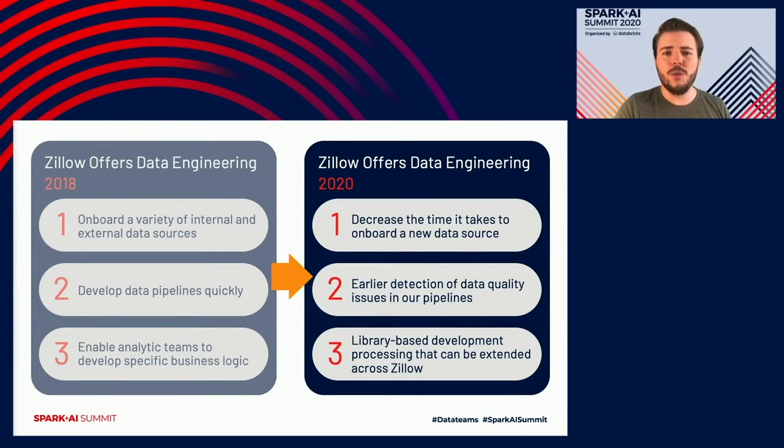First, we want to decrease the time that it takes to onboard new data sources to keep up with the growing demands from our stakeholder teams, all while maintaining the flexibility that allows us to support a variety of internal and external data sources. Second, we want to address data quality issues earlier in our pipelines to ensure that these issues don't impact our stakeholders, especially in the pipelines that drive reports used by executives that make business decisions critical to the Zillow Offers business.